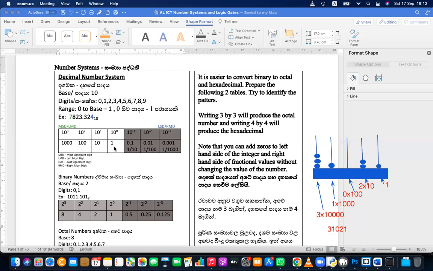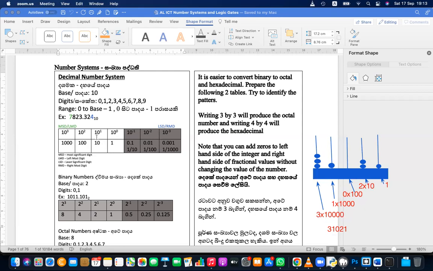Actually, base is 10. Why base is 10? It is always 10 times. So we can write the first digit as 10 to the power 0. Any number to its power 0 is 1. 10 to the power 1 is 10. 10 to the power 2 is 10 into 10. 10 to the power 3 is 10 into 10 into 10. 10 to the power 4 is 10 into 10 into 10 into 10. 10 to the power 5 is 10 into 10 into 10 into 10 into 10. So that is 10 to the power 5.